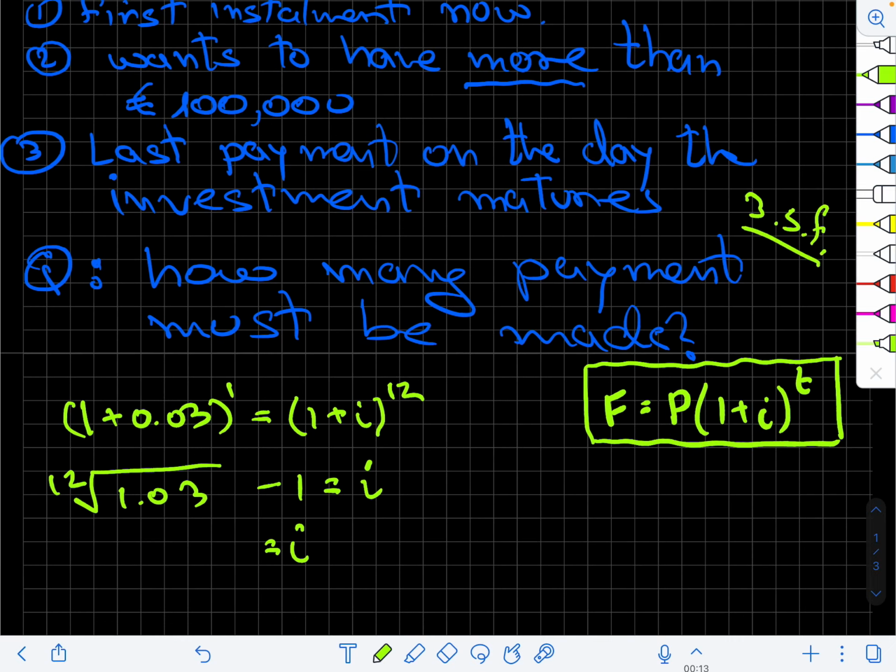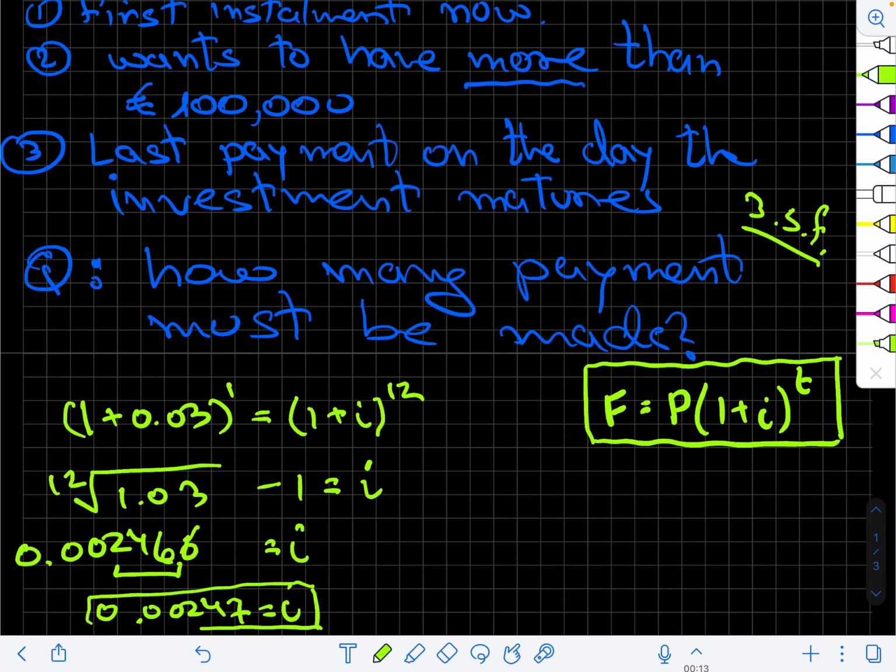Let's say this is the rounding. So when you put it in the calculator, you get 0.002466, and they say 3 significant figures. So you look at the 3 digits, the first digit that's after the 0, and you round to that. So our i, the final answer for our rounding, is 0.00247. This is the i that we'll be carrying with us. That's the interest for the month.